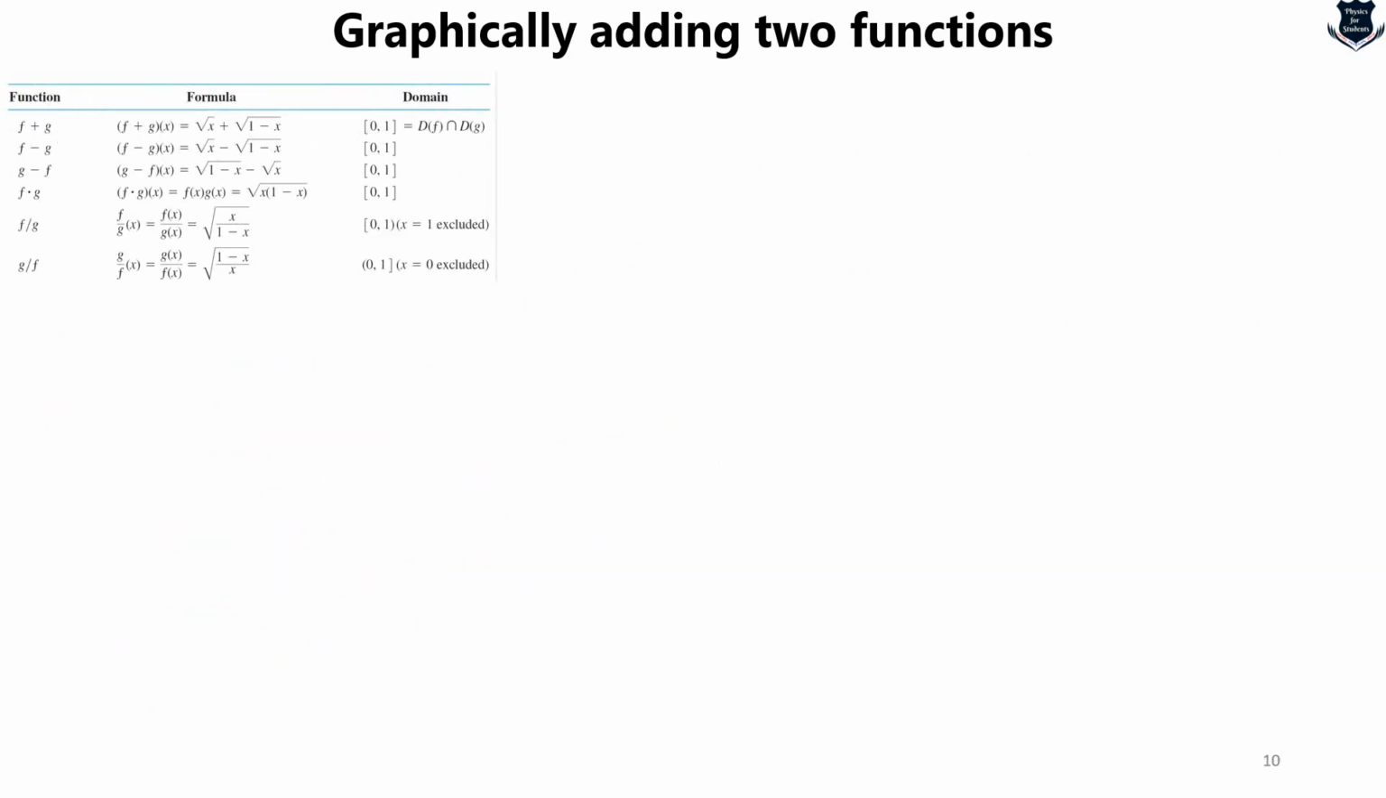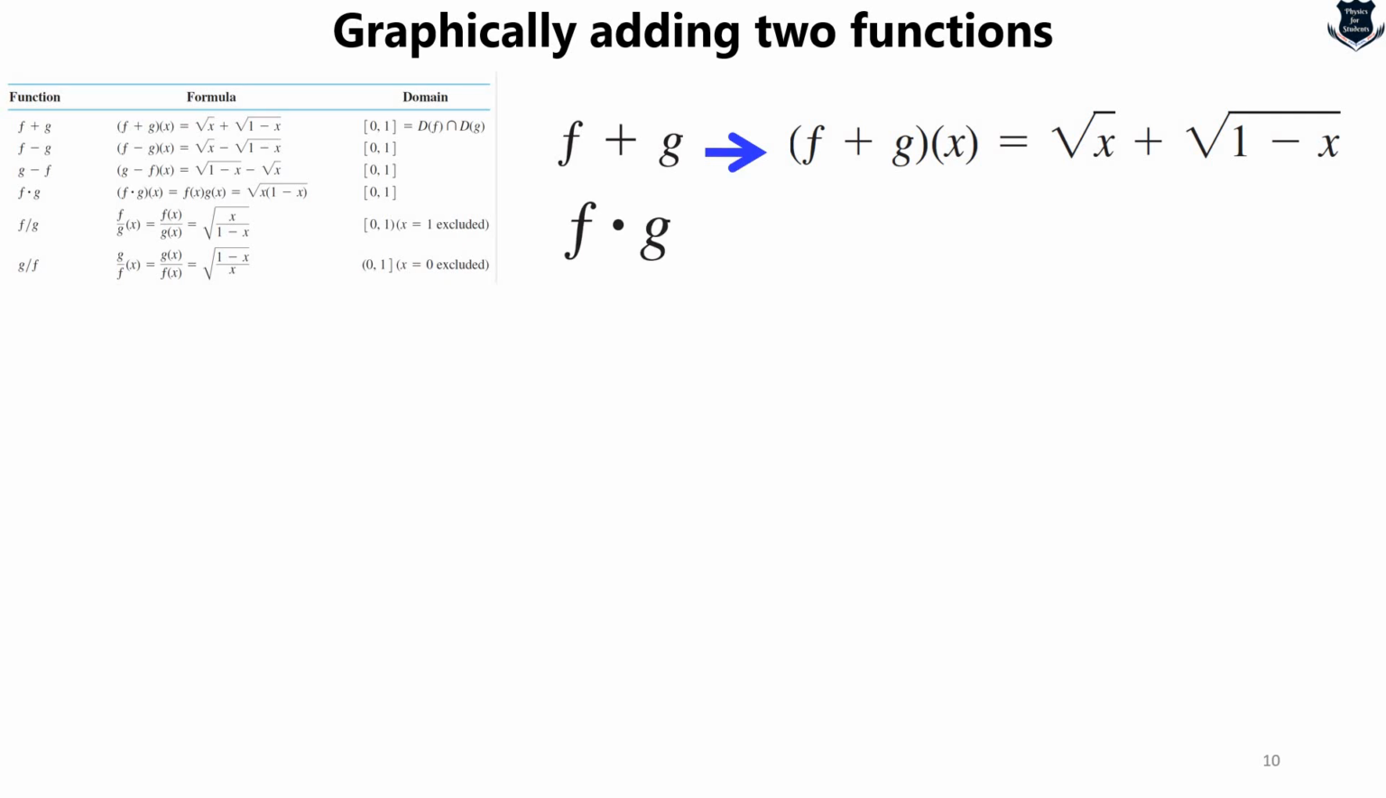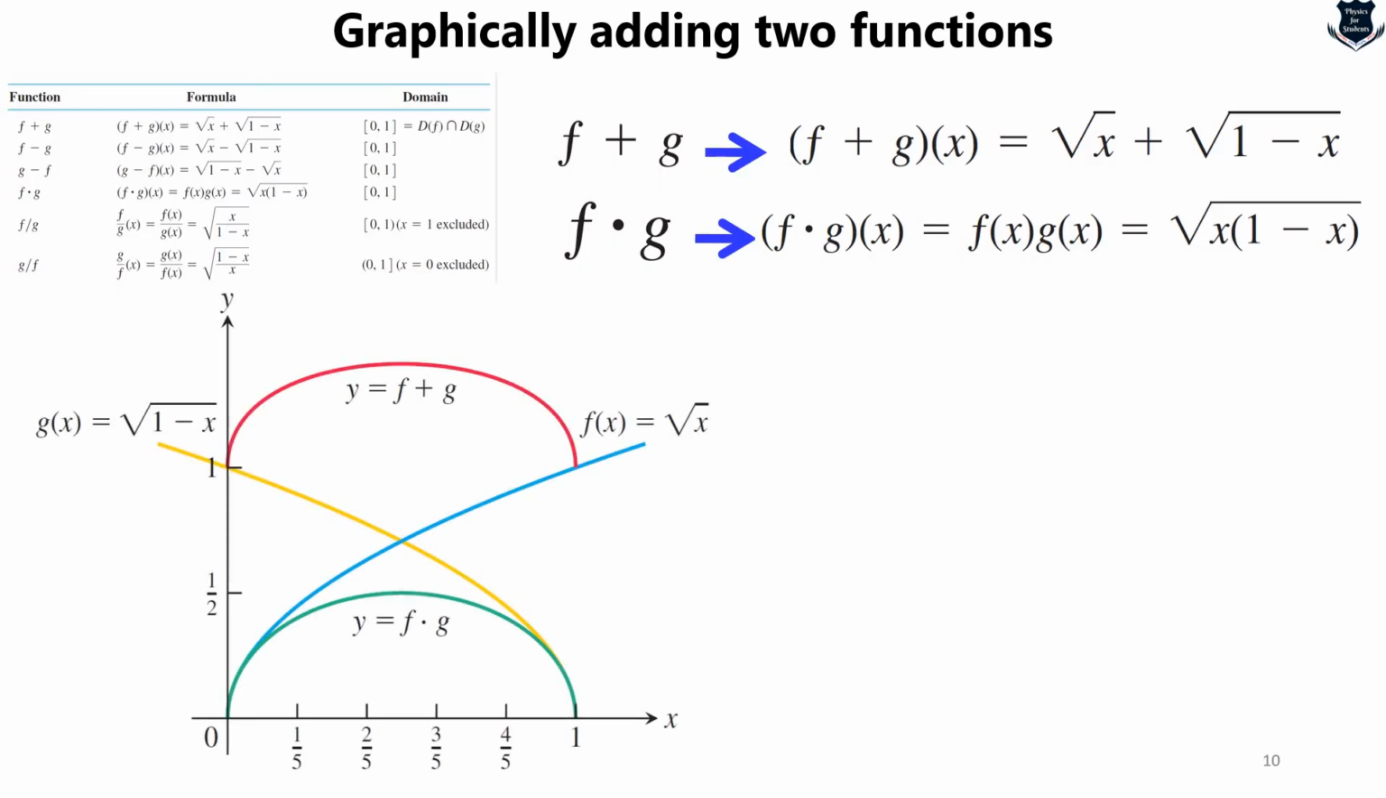Now, as I told you just a few minutes back, I will take this table and take two formulas out of that. I am going to take f plus g, which equals square root of x plus square root of 1 minus x, and f times g, which will be this value. Now, if I plot a graph, it looks something like this. I am going to explain one by one what I am trying to show you.